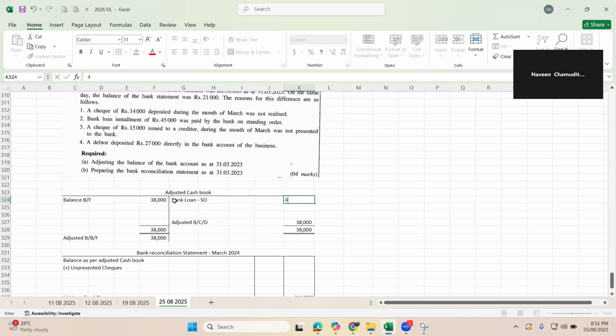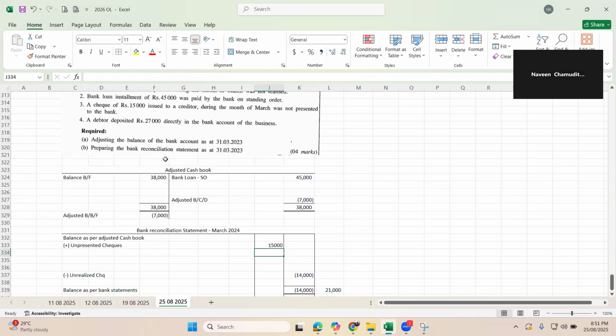Right? Bank loan installment 45,000. Then a check of 15,000 issued to a creditor during the month of March was not presented to the bank. Unpresented checks. It's plus. Not presented to the bank, 15,000.